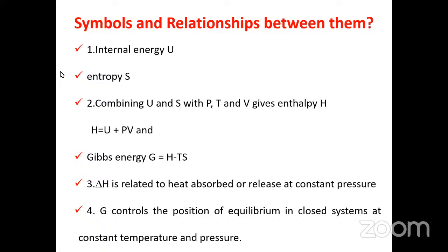You will also come across delta H, which is related to heat absorbed or released at constant pressure. At a constant pressure, you don't change the pressure. The heat that is absorbed or released is related to delta H. We subtract the two different heats absorbed and released, and then you get the change in enthalpy, which is delta H. So G controls the position of equilibrium in closed systems at constant temperature and pressure. Very soon, I will show you what I mean by closed systems, open systems, and so on. Gibbs energy controls the position of equilibrium in closed systems at constant temperature and pressure.